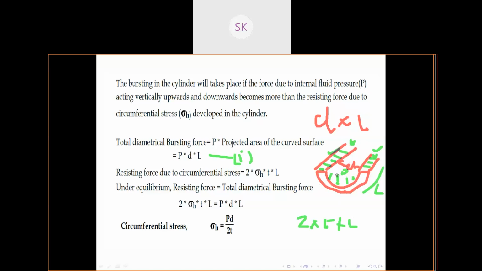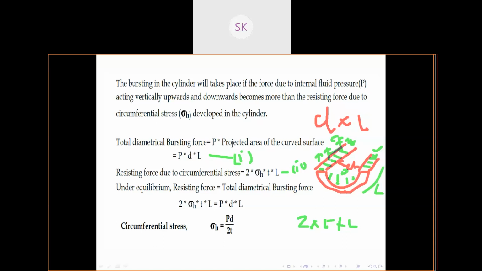Force is applying in this area, but the resisting force will apply in this contact area. This thickness will try to resist that force, and the stress in this area is sigma H. The area of this strip is L into T, and we have two strips, that's why 2LT. So the resisting force due to circumferential stress will be this stress into this area, 2LT. So we have equation number 2.